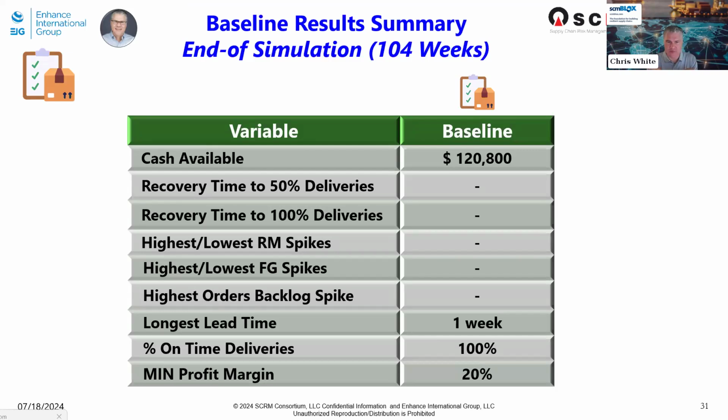In the baseline, everything's smooth, so I don't have to recover. I don't have spikes or anything like that. And the lead time is a week, which we saw on that previous slide. Everything's delivered on time, and our minimum profit margin, in fact, our steady state profit margin, is 20%. So we never dip below that. So now let's look at scenario 1.